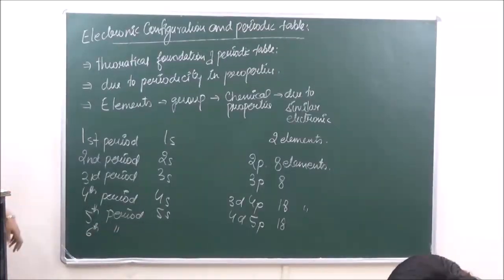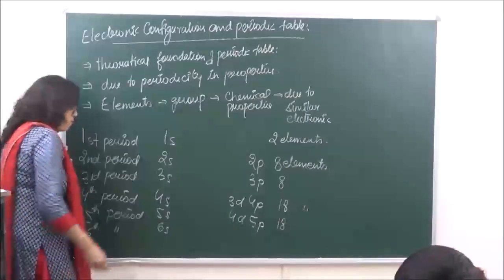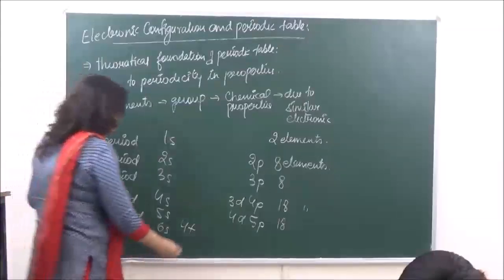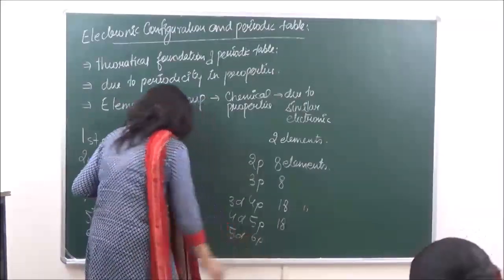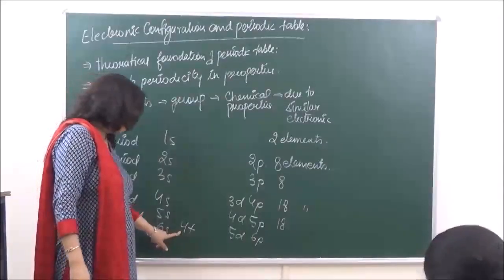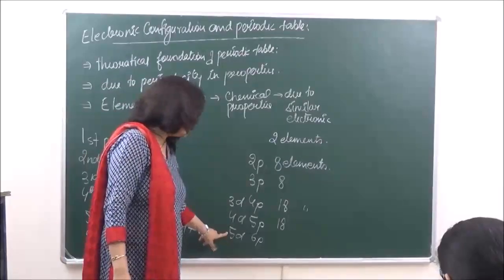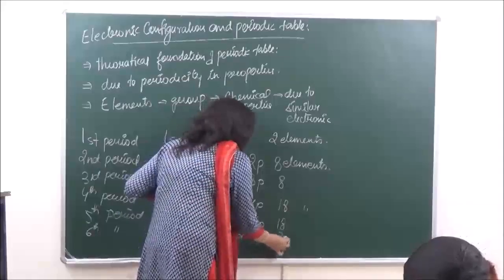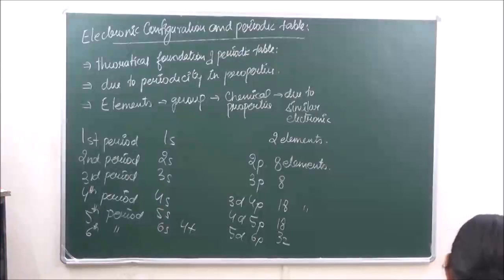When we go to the sixth period, in the sixth period we fill up 6s. Then according to the Aufbau principle we are going to fill up 4f, 5d and 6p. So how many elements now? 2, 14 and 2 is 16, 16 and 10 is 26, 26 and 6 is 32. So the number of elements which we are going to fill up over here is going to be 32.